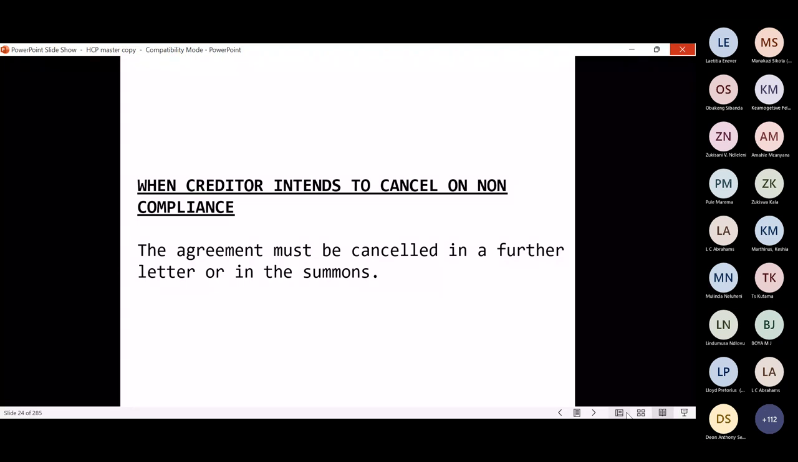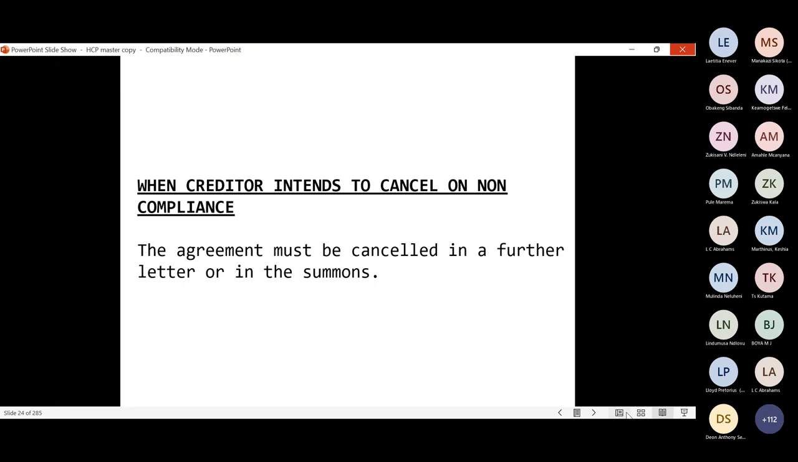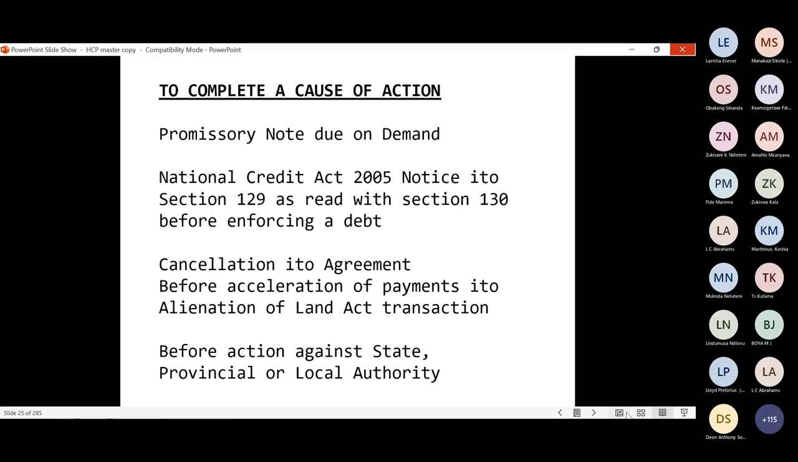If a letter of demand was sent and the creditor was told to do certain things within a certain time limit and he didn't do so, and now the agreement must be cancelled, then you can cancel it in a further letter of demand, or you can cancel it in the summons. You can ask that the court orders that the agreement is cancelled. Also, to complete a cause of action.